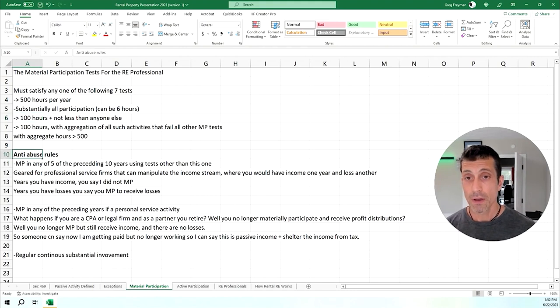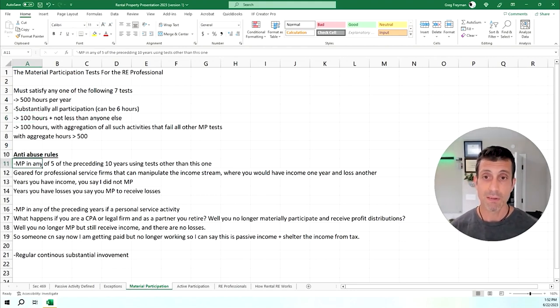Now, the other three tests all deal with anti-abuse rules. And anti-abuse rules is basically dealing with situations where people went out there and tried to spin things a certain way. And that really deals more with business as opposed to real estate per se. And so let's look at this one. This is material participation in any of the 5 of the preceding 10 years using tests other than this one. So this is really geared for professional service firms that can manipulate the income stream, where you would have income one year and loss another.